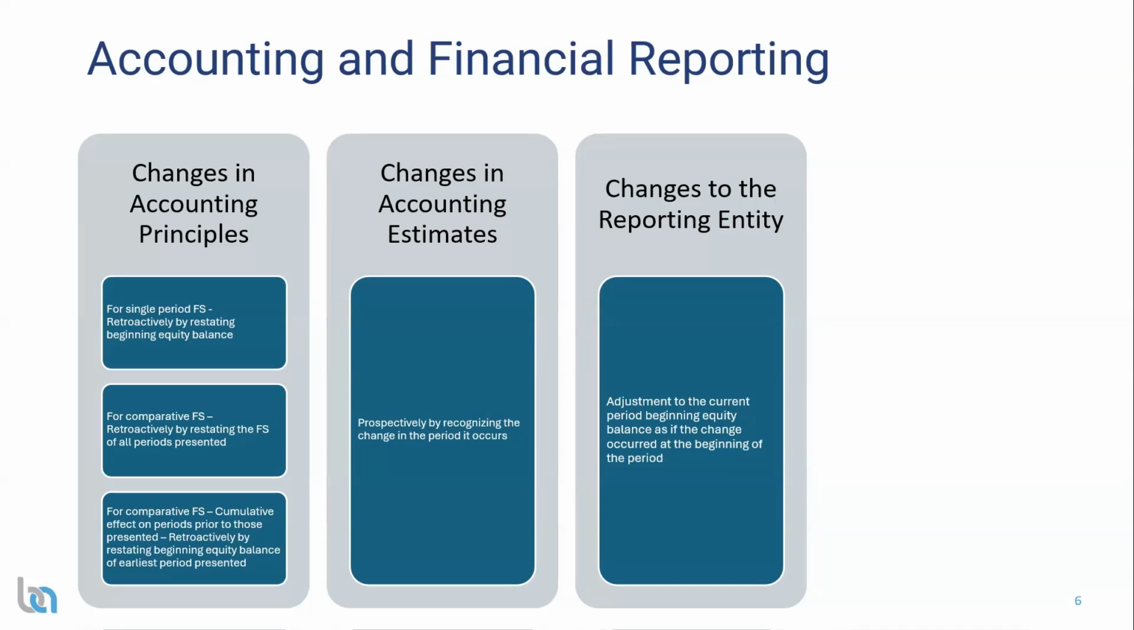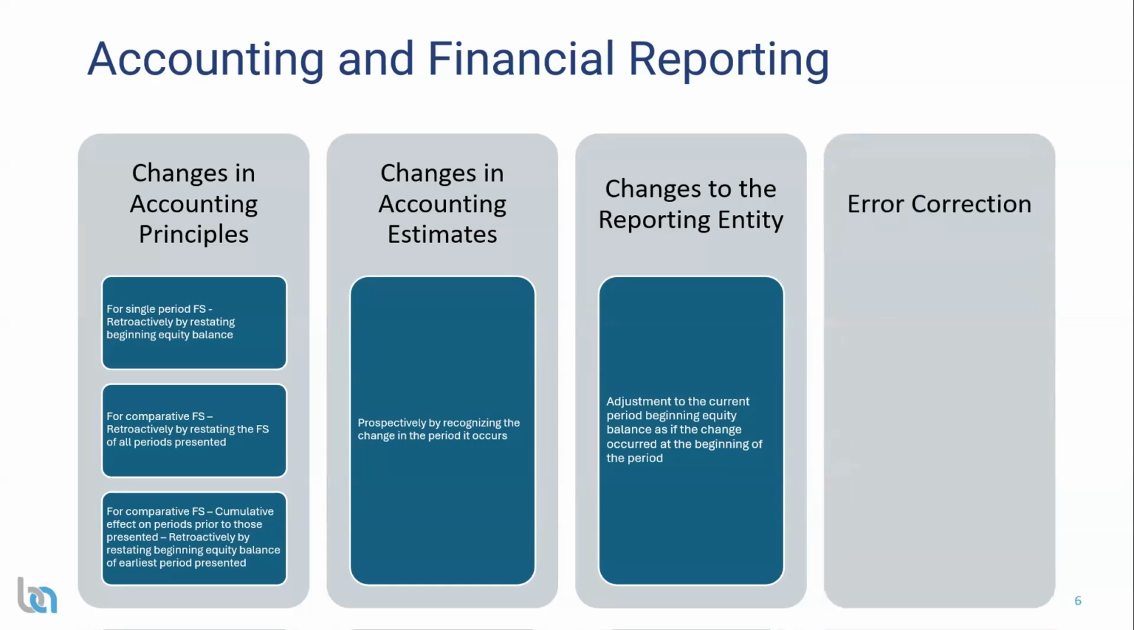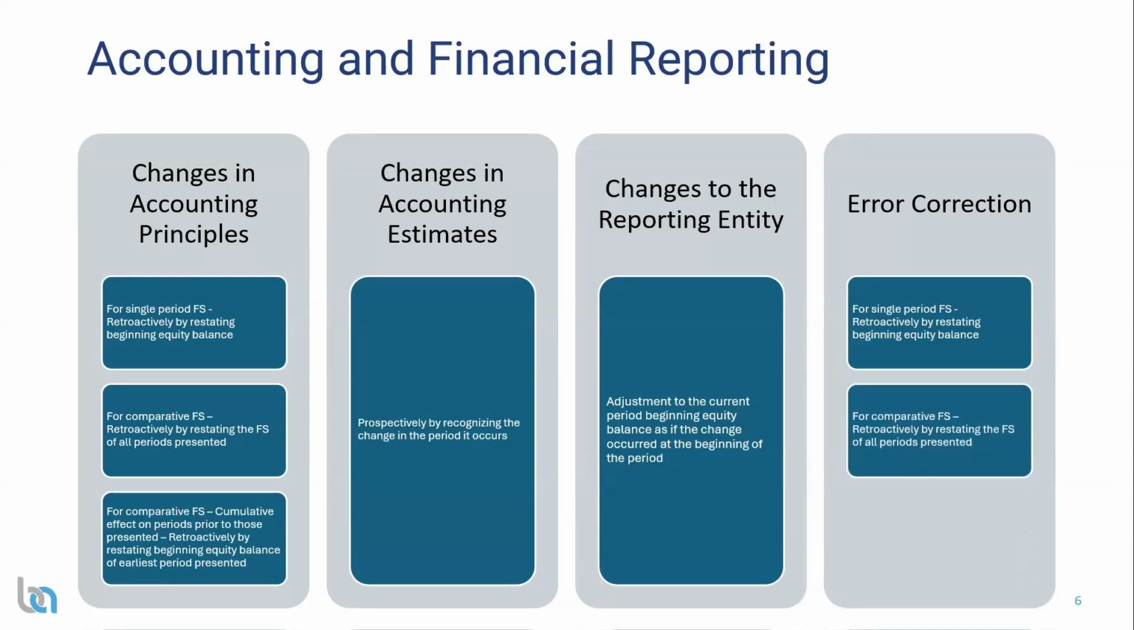Of course, you cannot time it that every time you're just going to do it July 1st, but just keep in mind that you have to move all the activities as if it happened on the first day of the year. And then finally, for error corrections, for single period financial statements, retroactively by restating the beginning equity balance. So for most of you, you find an error in last year, you restate the beginning balance of last year. Or the beginning balance for 2024, which will be the ending balance for last year.